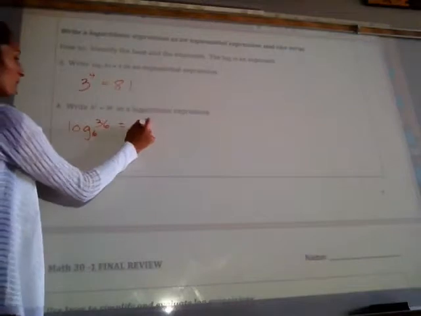Okay, now we're going to put 6 squared equals 36 into logarithmic form. So again, the base of the exponent will be the base of the log, base 6. Argument 36 should equal 2. And if you calculate that, log 36 over log 6, you should get 2. Otherwise, you put it into the wrong form.